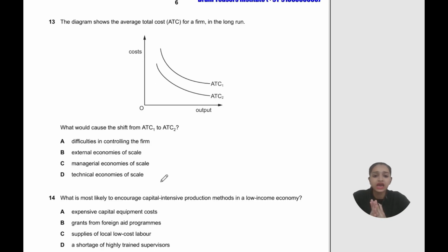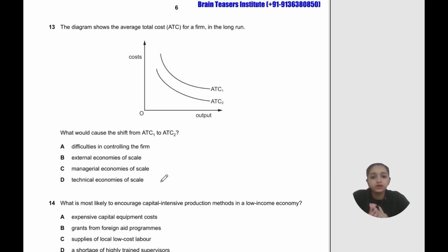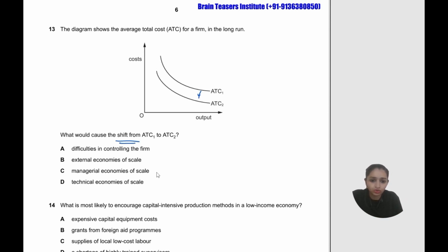The diagram shows the average cost for the firm in the long run. Now, whenever you see what would cause the shift from ATC1 to ATC2, look at this. Obviously, the average total cost is declining over a period of time when the output is also increasing. Whenever the average total cost curve is shifting, it is always a result of external economies of scale. The internal economies of scale will result in the average cost declining on the same average total cost curve, but there will not be any new curve formed.